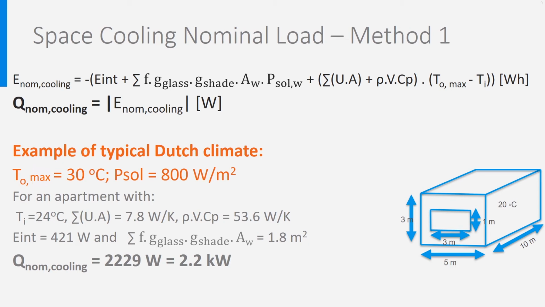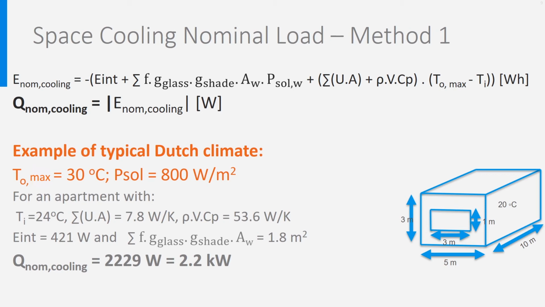Let's take the same example as in the heating load. A small apartment located in the Netherlands, of which we know the sum of the UA values and rho V c_p values. We want to achieve an indoor temperature of 24 degrees because it is summer and a temperature of 20 would be experienced as much too cold. To be able to estimate the nominal power, we need to know what is the highest outdoor temperature in the Netherlands. Well, it is around 30 degrees C. We also need the maximum solar radiation on this south-oriented window. In the Netherlands, that will be 800 watt per square meter.